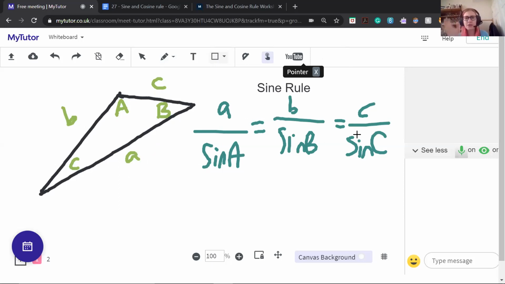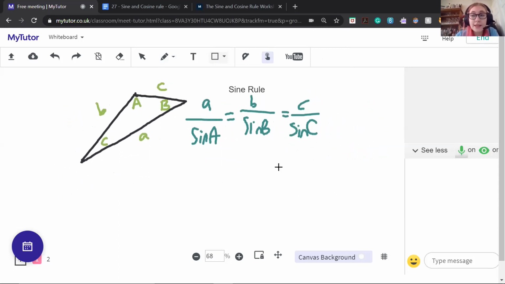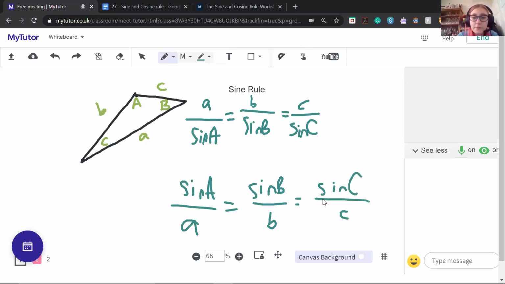And also this will make a lot more sense once we do some actual examples with numbers. The other thing this means is that when you're rearranging equations, you can flip fractions. We can write this the other way, so we can write this as sine A over a equals sine B over b equals sine C over c.